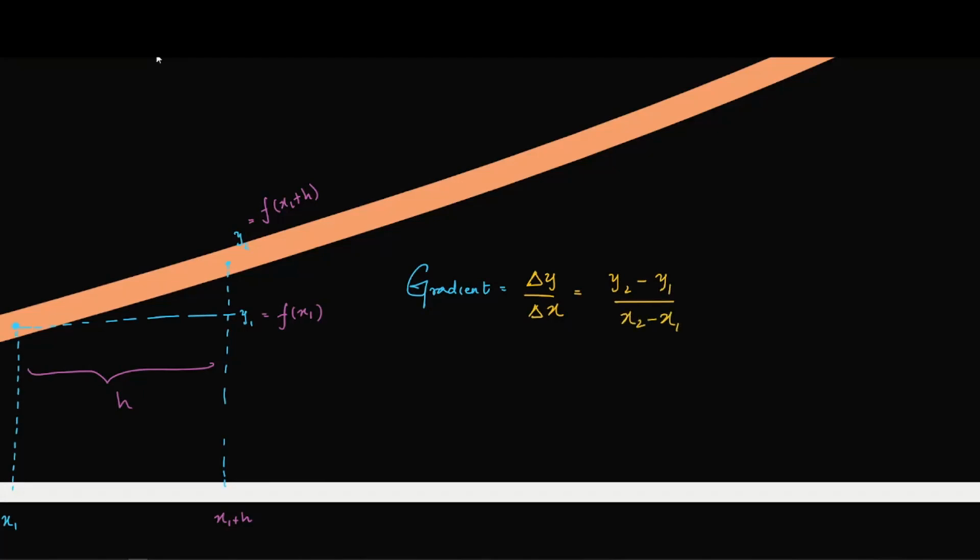However, since we've changed around the notations a little bit, let's go ahead and write in that notation. So y2 is considered as f of x1 plus h, y1 is considered as f of x1, and this gets divided by x1 plus h minus x1, and x1 plus h minus x1 is just h. So this can be written as f of x1 plus h minus f of x1 divided by h.